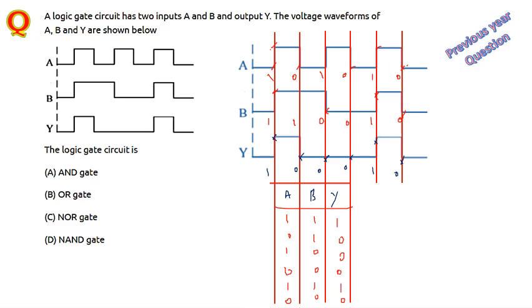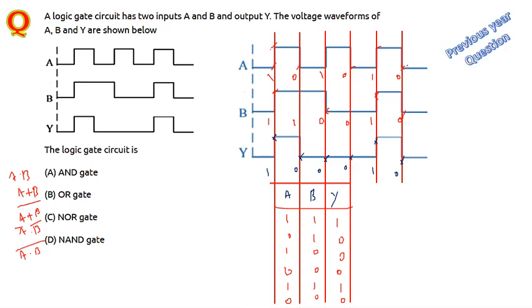This is typical. Now see what the gates are over here. You just see the gates. The AND gate is A dot B, the OR gate is A plus B, the NOR gate is A plus B whole bar, that means A bar dot B bar, and the NAND gate here is A dot B whole bar.